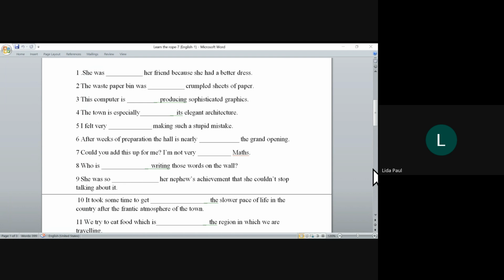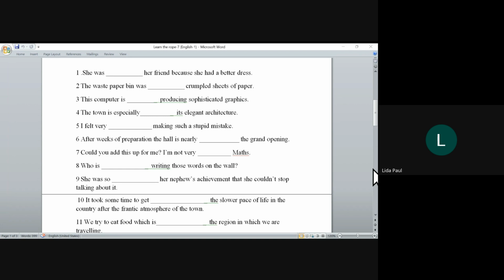Ninth one: She was so dashed her nephew's achievement that she couldn't stop talking about it. Is it jealous of? No, not jealous of. If you're jealous of someone, then you probably won't be talking about it. It says she couldn't stop talking. Yeah, proud of. She was so proud of her nephew's achievement that she couldn't stop talking about it. Right? Proud of.